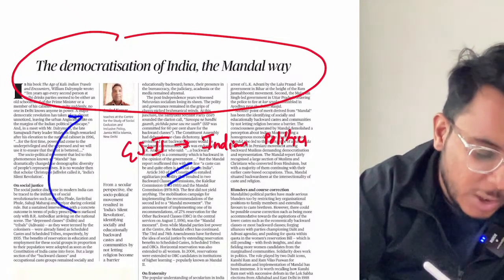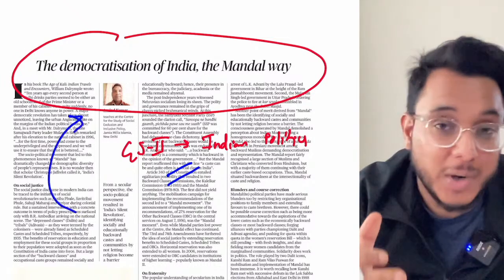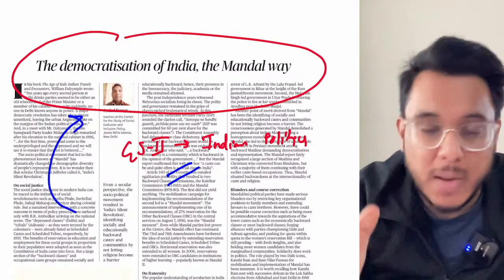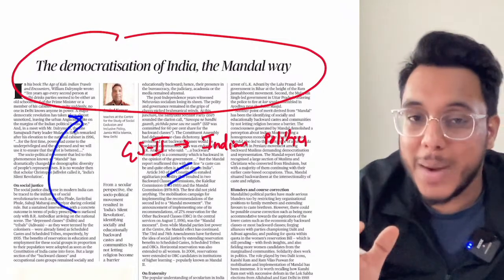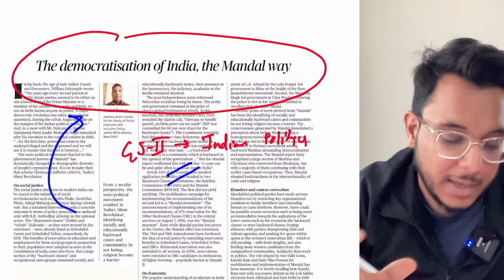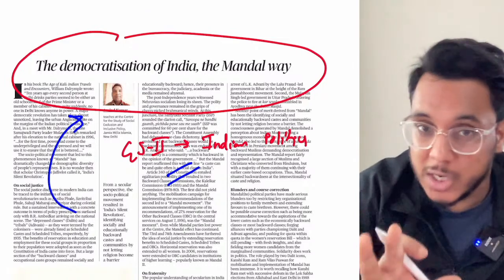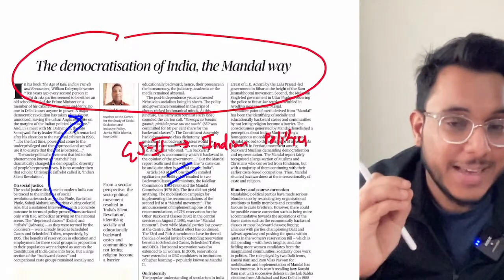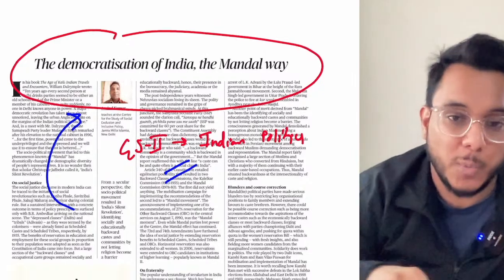Now this article is talking about how the backward people have been provided social justice by the Mandal Commission and in the aftermath of that. That is something we need to study, and even questions come on it in GS Paper 1 and GS Paper 2.